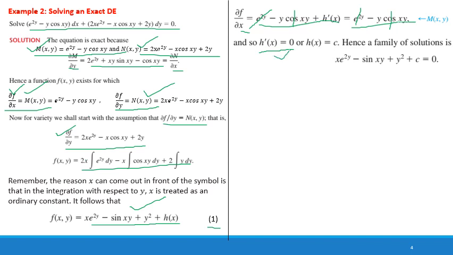So integrating this equation, we will get h of x equal to c, and putting the value of h of x equal to c in equation 1, we will get a family of solutions equal to this equation.